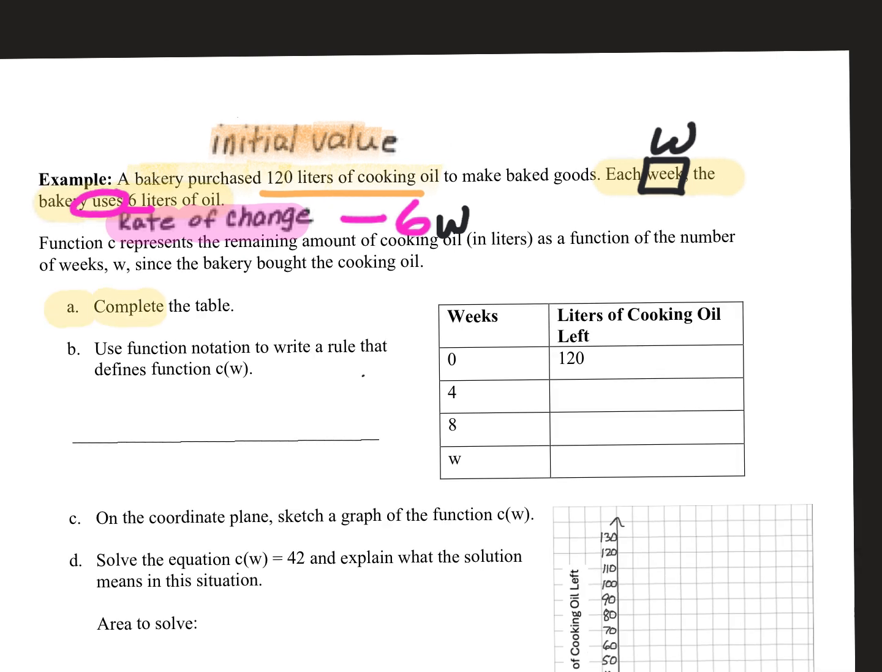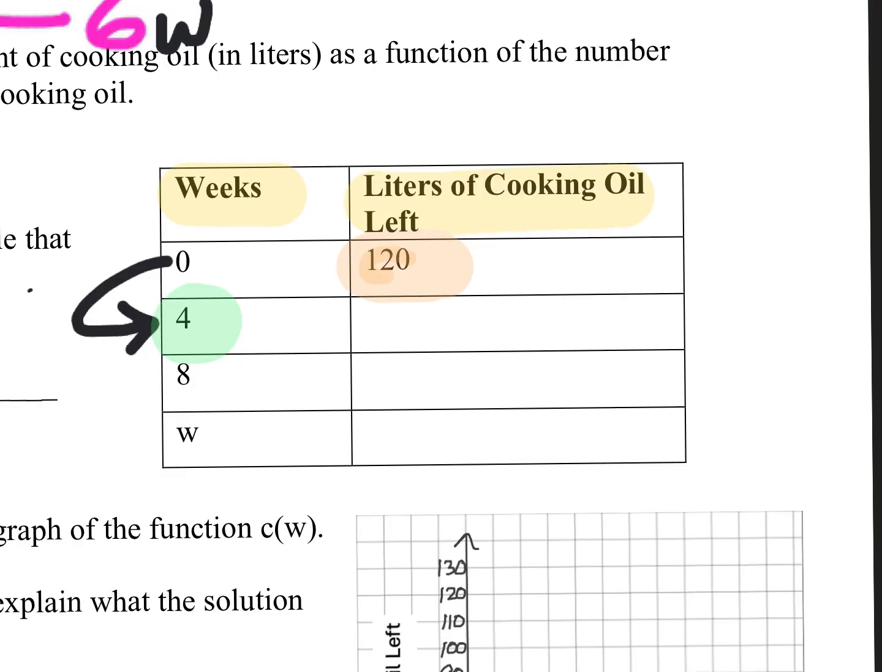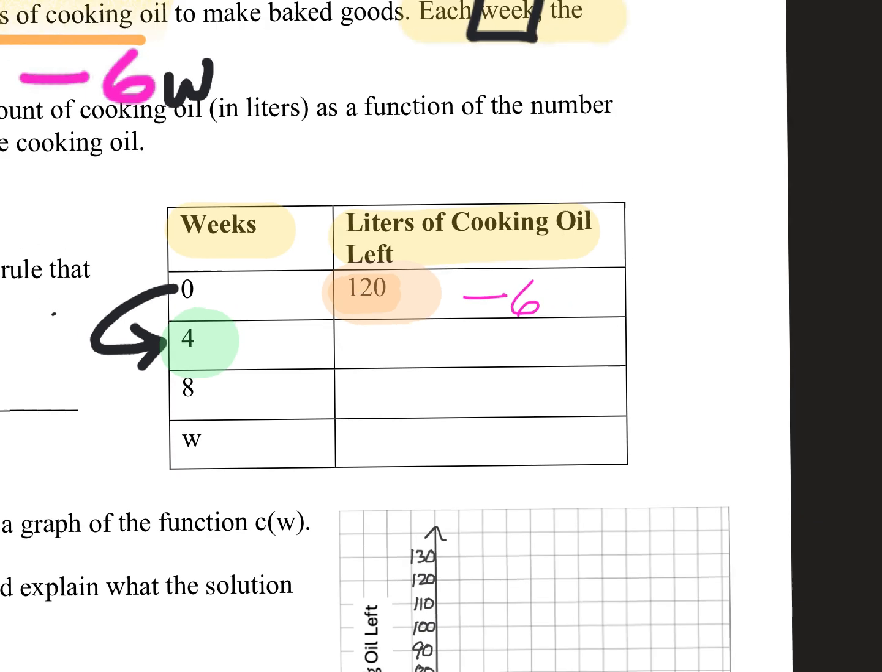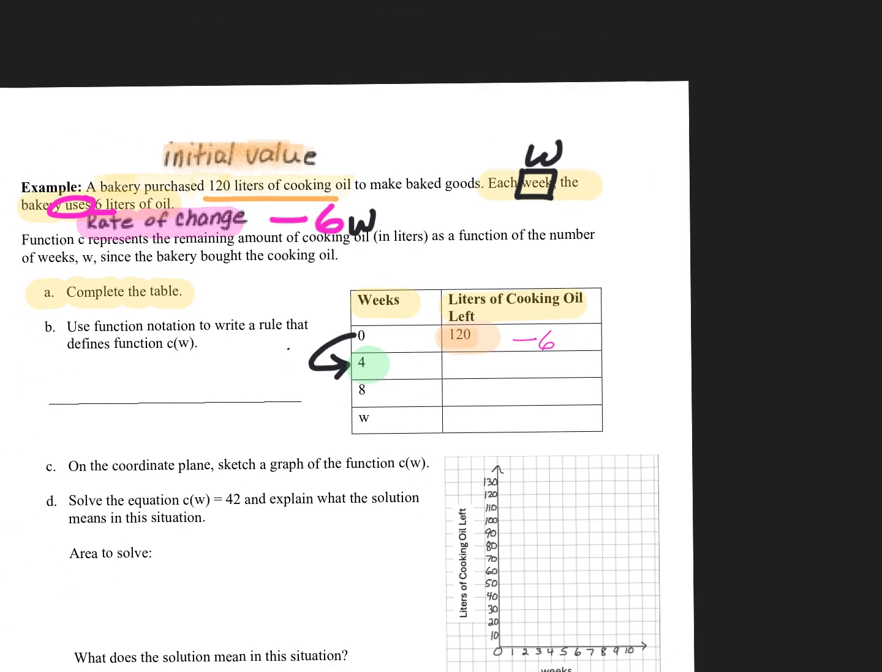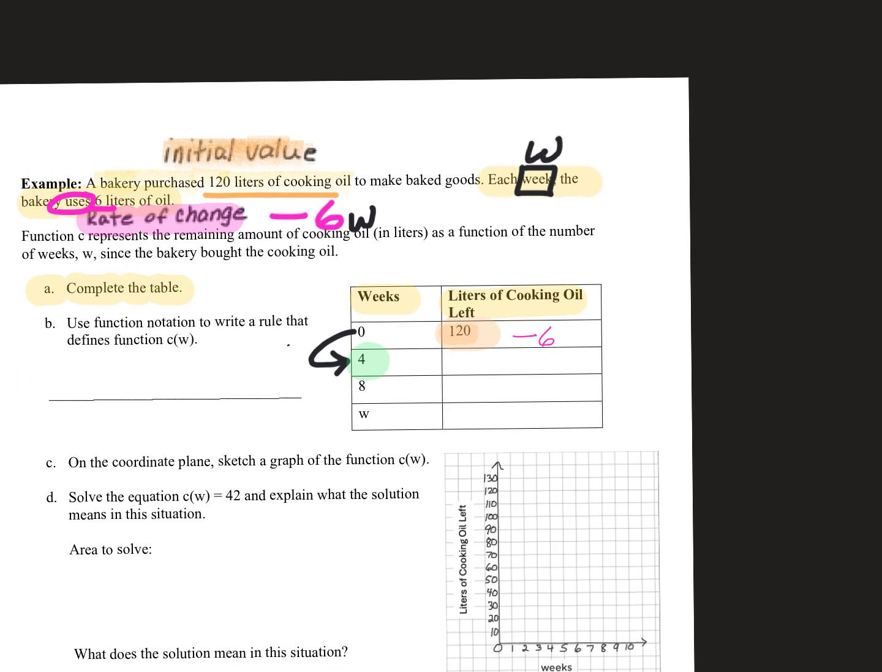Part A says complete the table. So we're gonna complete the table. And my initial value is here. And notice the next value on our table is 4 weeks. So from the initial value, we take away 6 liters because our rate of change is 6 each week.